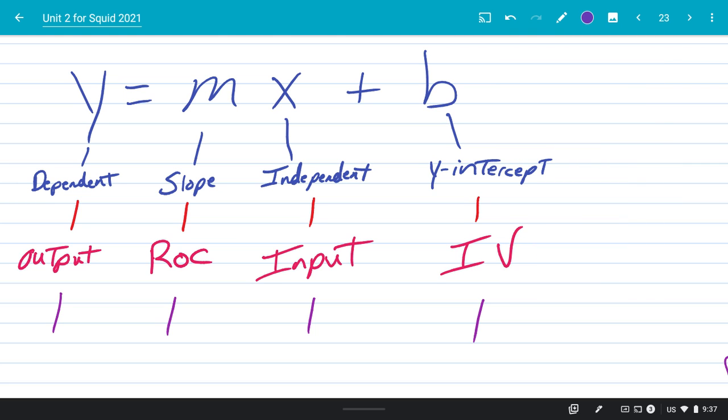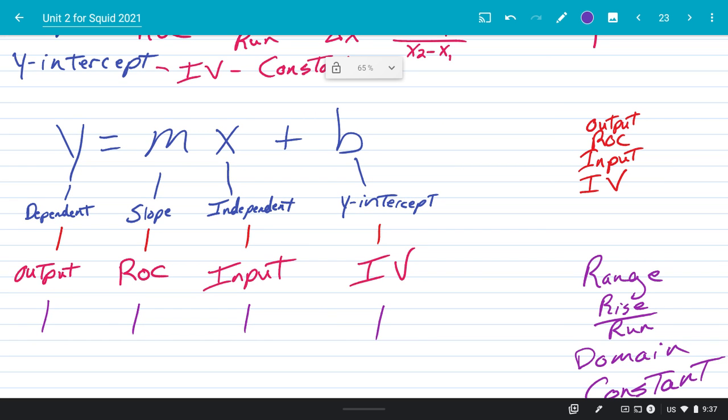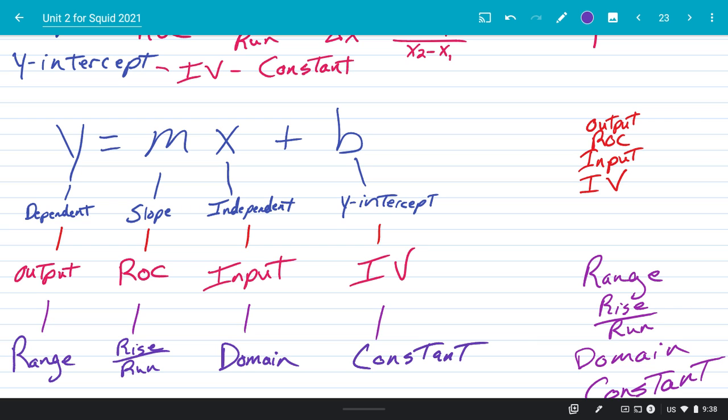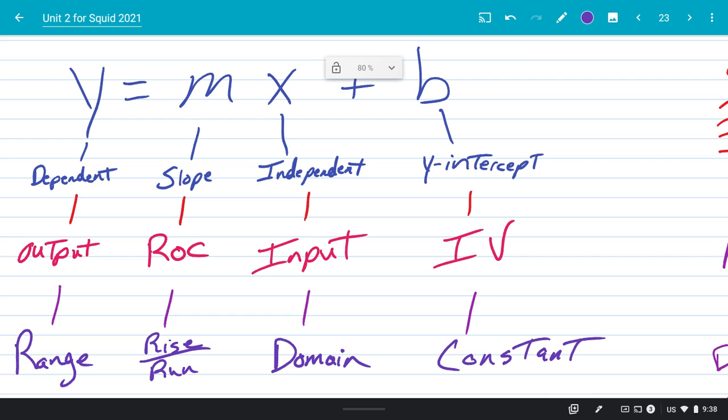And today we're adding y is also known as the range. We've talked about that. Slope is also rise over run. X value is the independent variable, the input, or the domain. And the B is the y-intercept, the initial value, or the constant. Give you a minute to make sure you have that written just as that. And let's go into a couple problems to see if we can identify each of them.